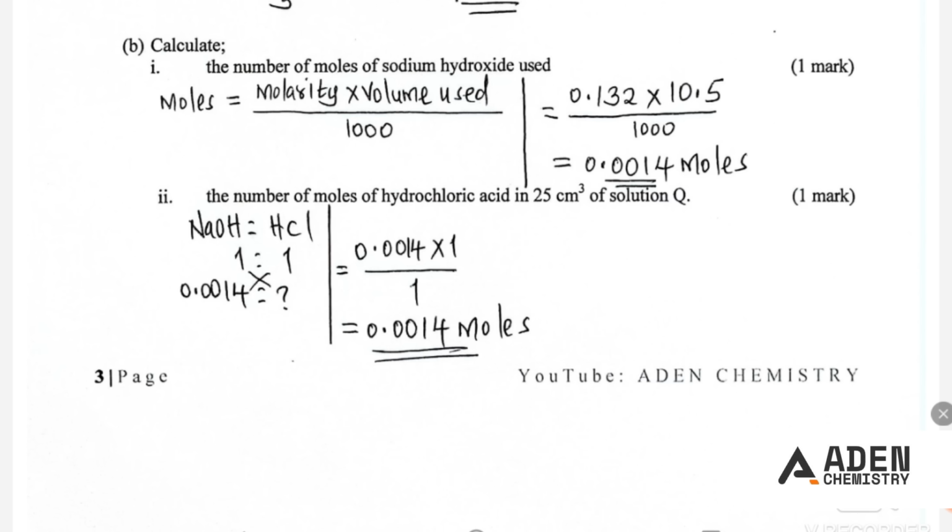Let's proceed. Roman 2, we are told the number of moles of hydrochloric acid in 25 centimeter cube of solution Q. So we have to write the reaction between sodium hydroxide, that is solution A, with solution Q, which is hydrochloric acid. The mole ratio is 1:1. Then the number of moles of solution A, that's the sodium hydroxide that reacted with solution Q, is 0.0014 moles. So what about the one for solution Q? It will be the same because they have equal moles. So you are going to get 0.0014 moles.